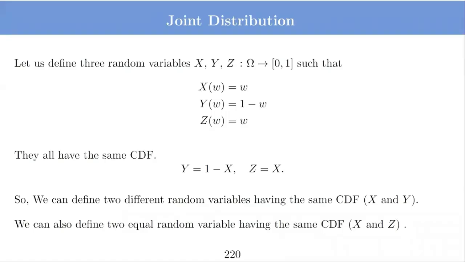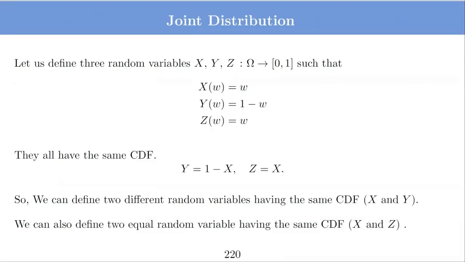So we have seen that we can define multiple random variables on the same probability space. So the example which we can take here is, suppose the sample space is from 0 to 1, and the three random variables are defined in the following way: x(omega) is equal to omega, y(omega) is 1 minus omega, and z(omega) equal to omega. You can see that all three are continuous random variables, and their range is also 0 to 1.